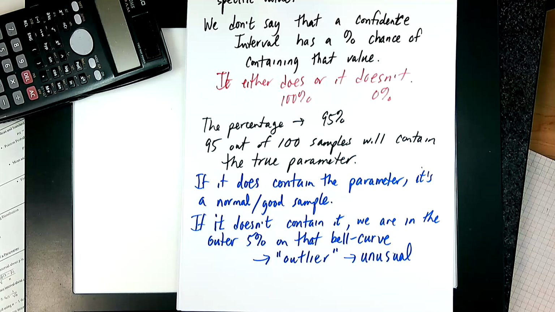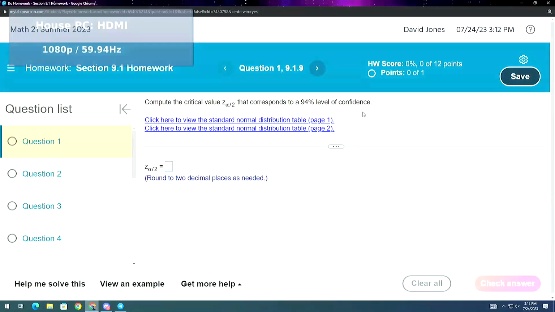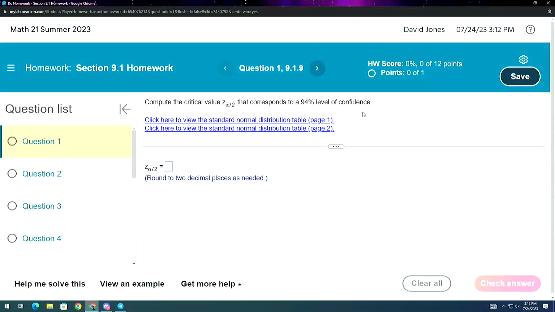Okay, so one of them we're gonna do right away. We're gonna do number 1 because I hate the Z alphas. So number 1, I'm gonna write it down over here. Number 1 has Z alpha over 2 and it says 94% confidence interval. Level of confidence is the same thing as saying the confidence interval. This is 9.1, number 1.